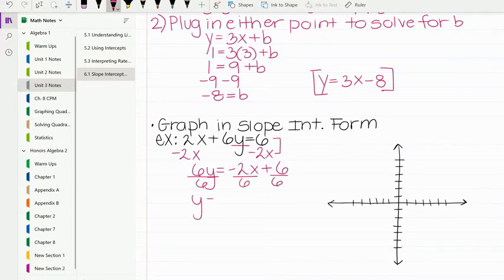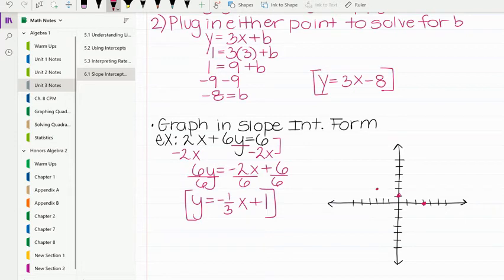So this would be y equals, now we can kind of simplify this, right? So negative 2 divided by 6 is really negative 1/3 x, and 6 divided by 6 is 1. So this is our equation. Now we have to graph it, which we have already talked about how to do. So we start with our point at 1. That's our y-intercept. From there, we're going to go down 1 over 3. We could also go up 1 and to the left 3.